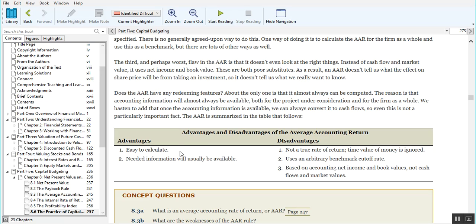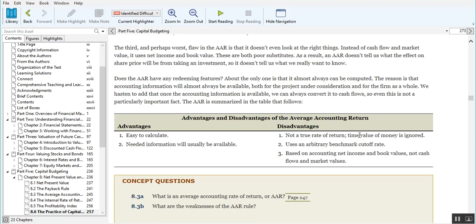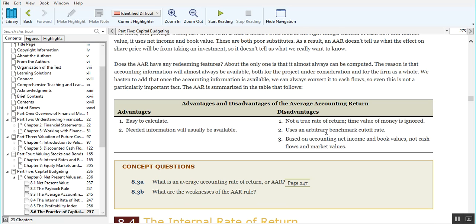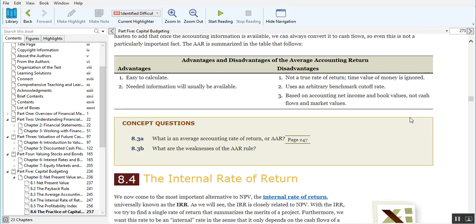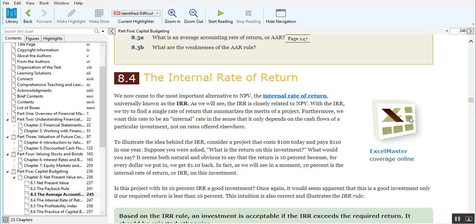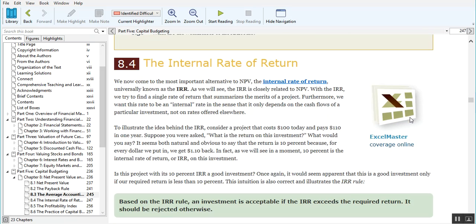The advantages are that it's easy to calculate and the information is always available. But it's not a true rate of return. The time value of money is ignored, and it's arbitrary. The benchmark or cutoff rate: how do you come up with whatever rate of return you want?